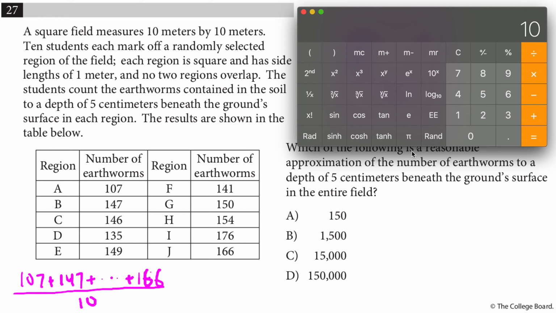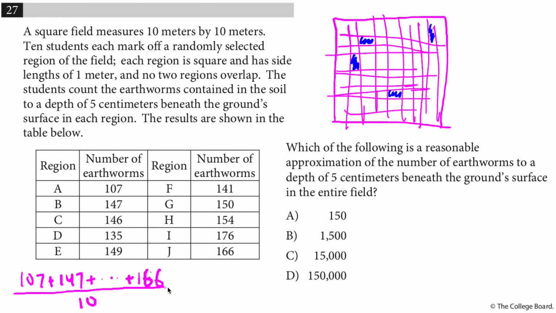Let's see if I can type and do this. So, oh, lovely. I can type 107 plus 147 plus 146 plus 135 plus 149 plus 141 plus 150 plus 154 plus 176 plus 166. Okay, and divide that by 10, and I get 147.1. So to the best of my estimating, I would expect to see 147.1 earthworms to a depth of 5 centimeters in each one of these 1 by 1 squares.